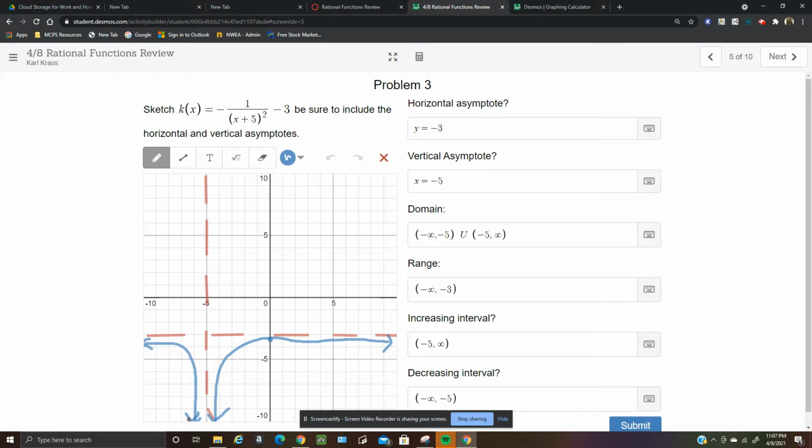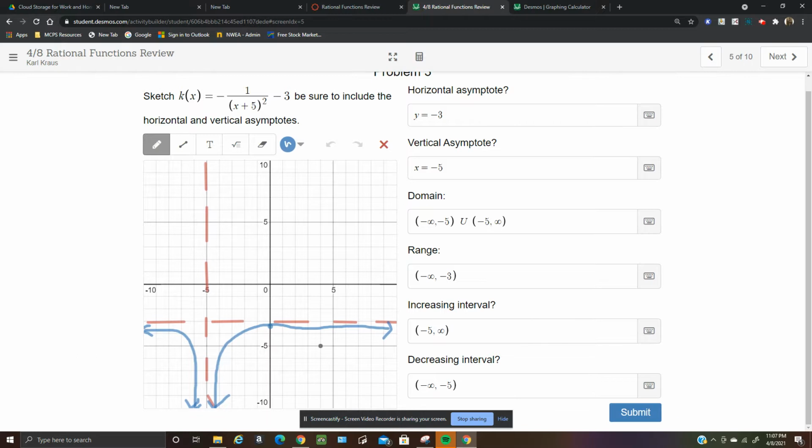So you get the branches that look like this, all along on the asymptote. The domain, negative infinity to -5, and then -5 to infinity. The range is negative infinity to -3. This branch is increasing, negative 5 to infinity, and this branch is decreasing, negative infinity to negative 5.